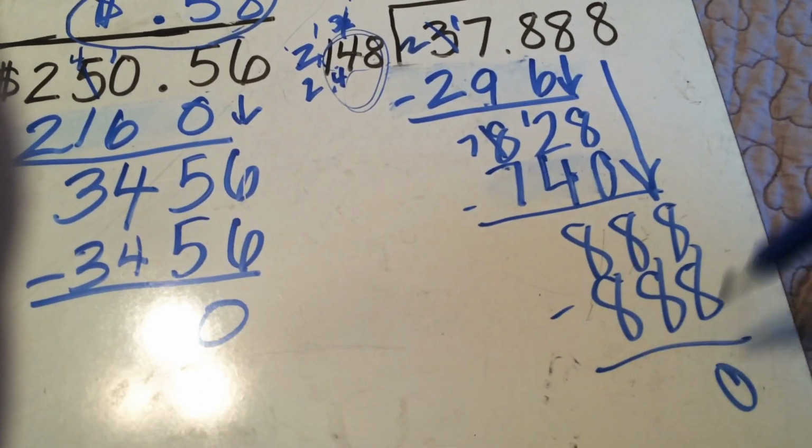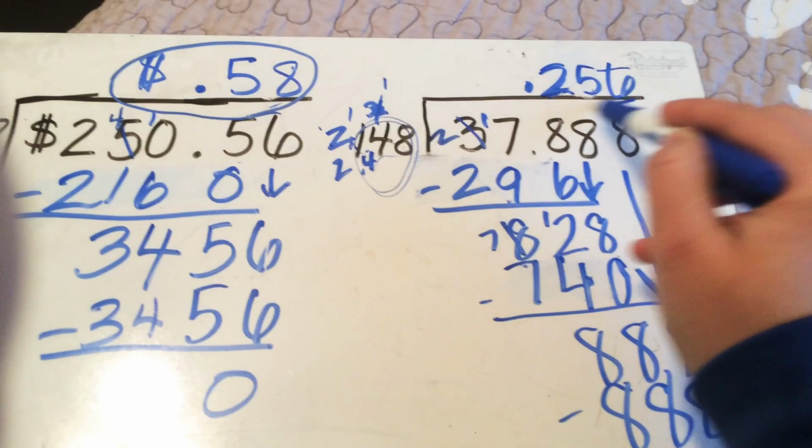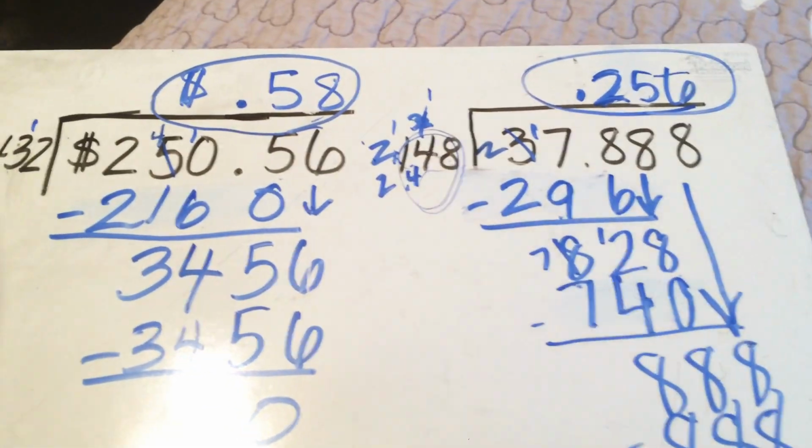Look at that. All that work for a perfect number. Okay, so this does not need the dollar symbol. That's just it, 0.256. All right.